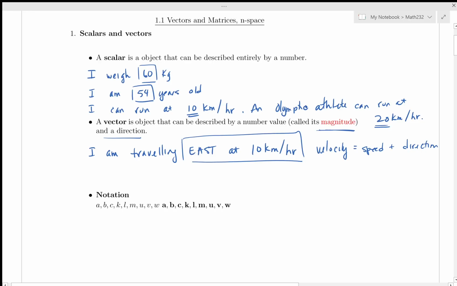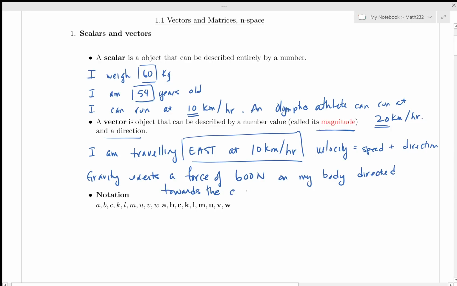Okay. All right. So here, well, what else? Let's see. Gravity exerts a force of 600 newtons on my body directed towards the center of the Earth. So we have the magnitude of the force, and then we also have the direction of the force. So that would be a vector quantity.